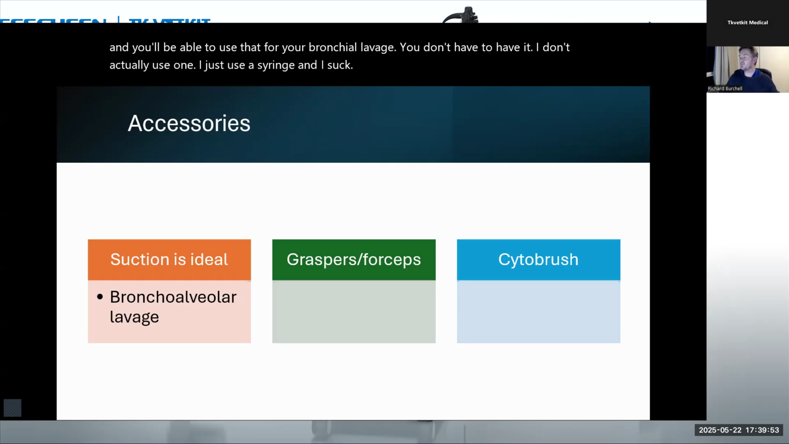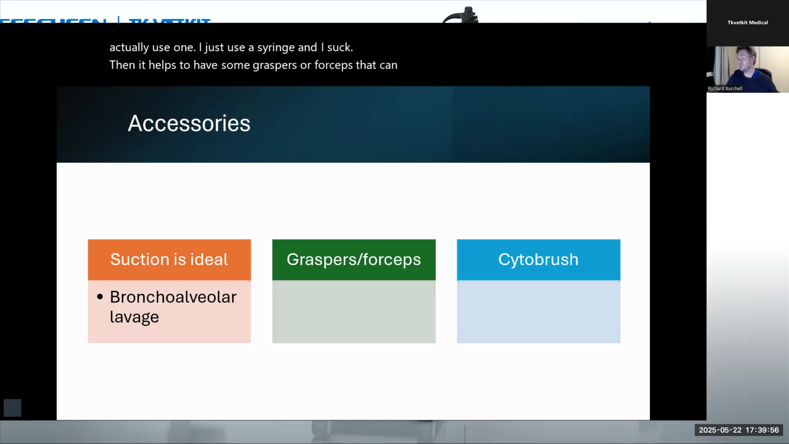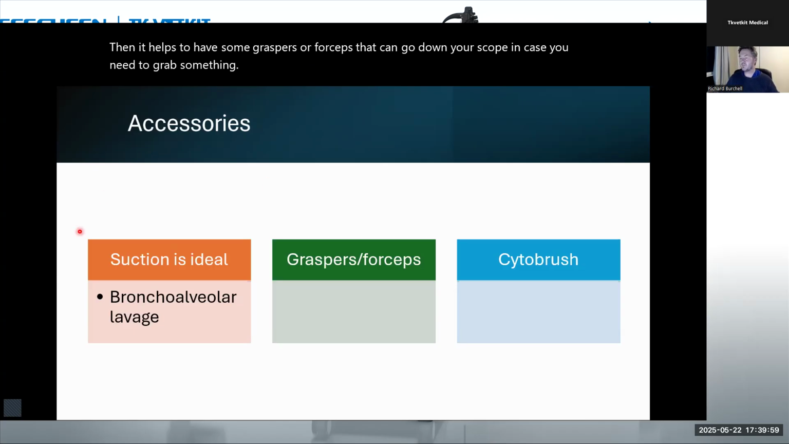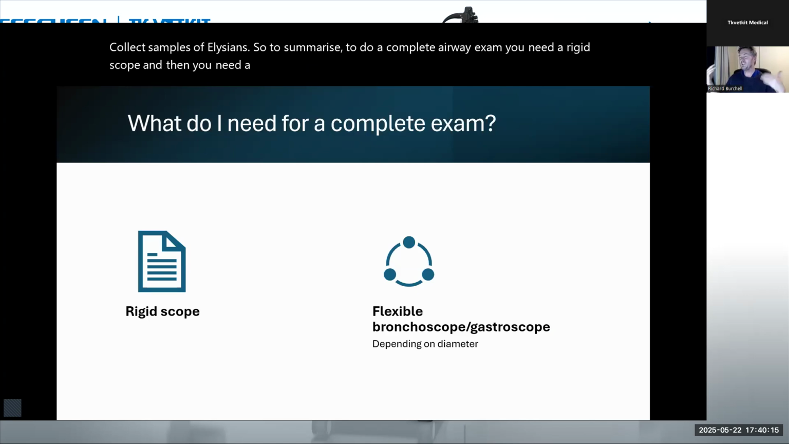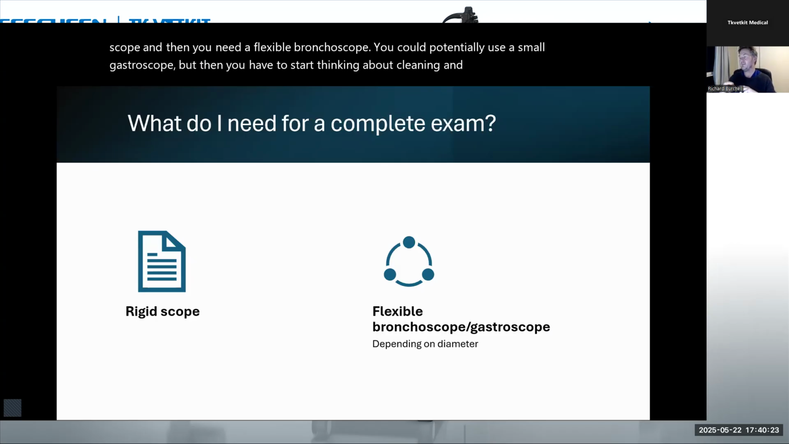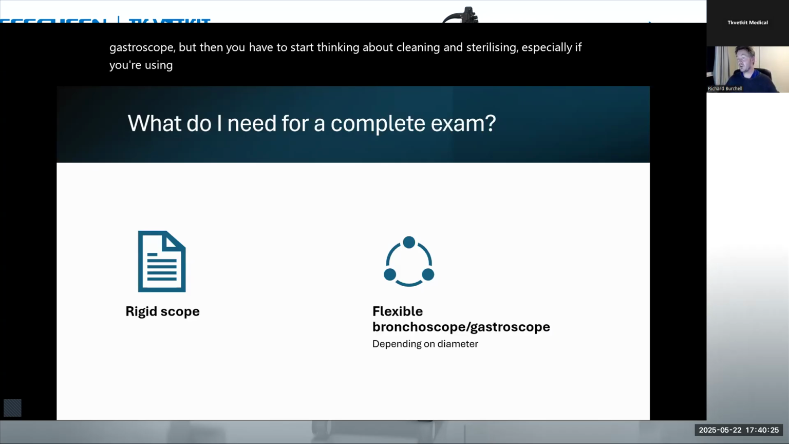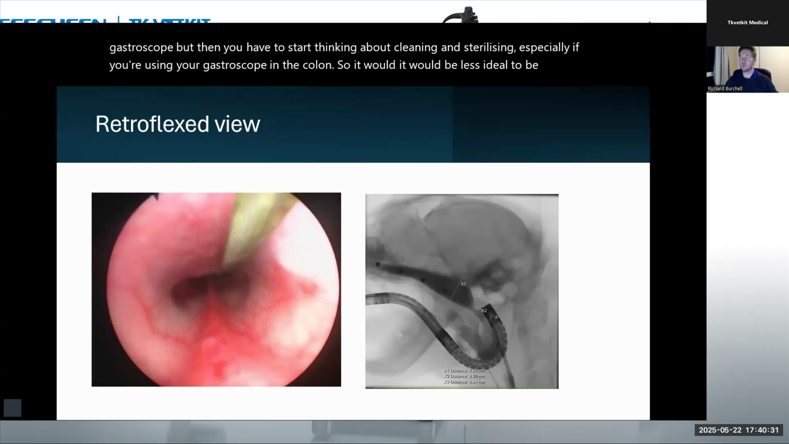Then it helps to have some graspers or forceps that can go down your scope in case you need to grab something or take a biopsy. And then it also helps to have a cytobrush to go down your scope if you want to collect samples of the lesions. So to summarize, to do a complete airway exam, you need a rigid scope, and then you need a flexible bronchoscope. You could potentially use a small gastroscope, but then you have to start thinking about cleaning and sterilizing, especially if you're using your gastroscope in the colon. So it would be less ideal to be using that scope for an airway.